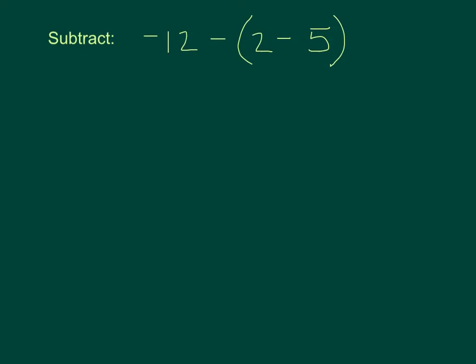This example has a couple of subtraction signs in it. So we're going to have to use our rule a couple of times. Here's the negative 12. And here's the operation of subtraction going on here. And there's another operation of subtraction here. So the sign of the 5 is positive. That's positive 5. This is positive 2. But we've got operations of subtraction.